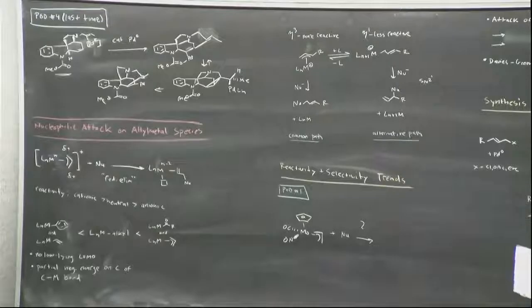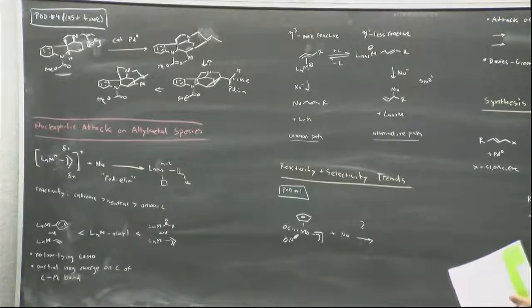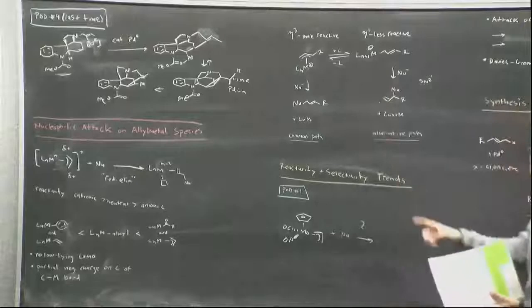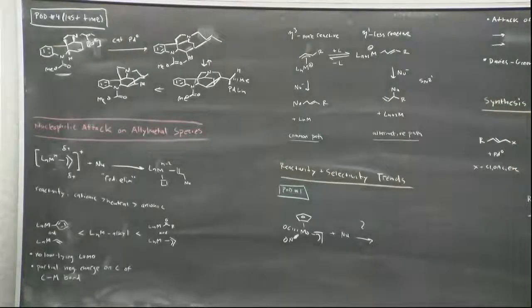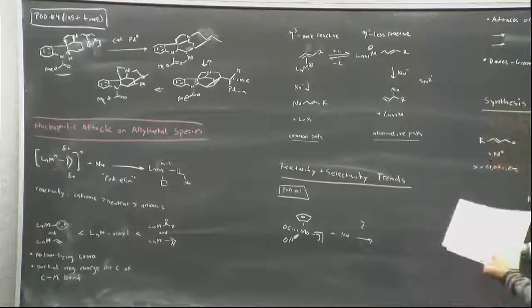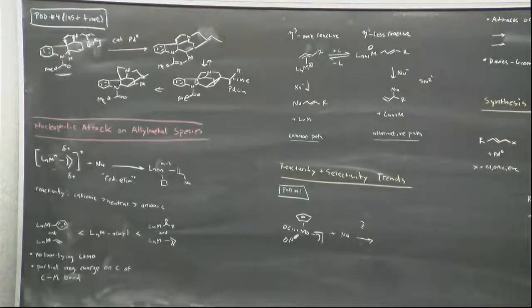Allyl metal species can exist in two forms, the eta-3 form and the eta-1 form. And the equilibrium, the speciation in solution between these two forms can be affected by all the things that you would expect: the ligand identity, the identity of the metal, the identity of the substituents on the allyl group.